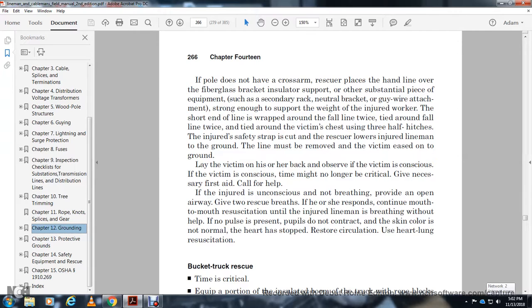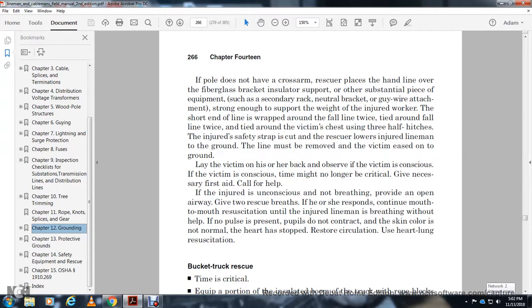After cutting the safety strap, the rescuer lowers the injured lineman with the ground line, and the line must be removed once the victim is on the ground. If the victim is conscious, time may be no longer critical. Give the necessary first aid and call for help. If the injured is unconscious and not breathing, provide an open airway. Give two rescue breaths and continue mouth-to-mouth resuscitation until the injured lineman is breathing without help.